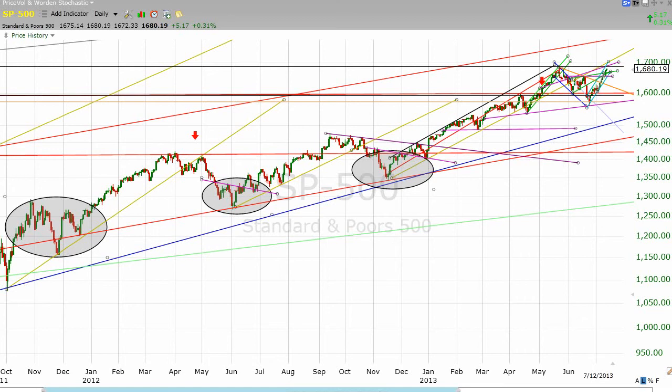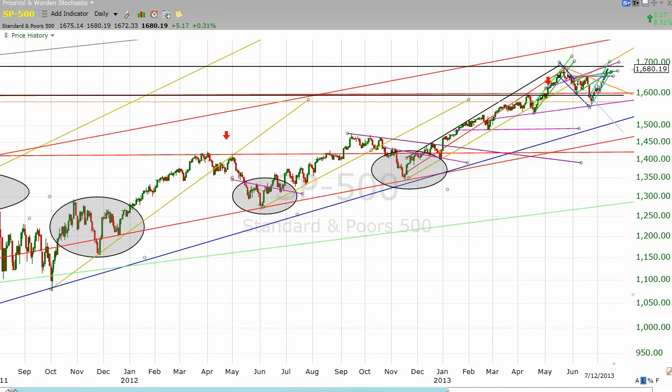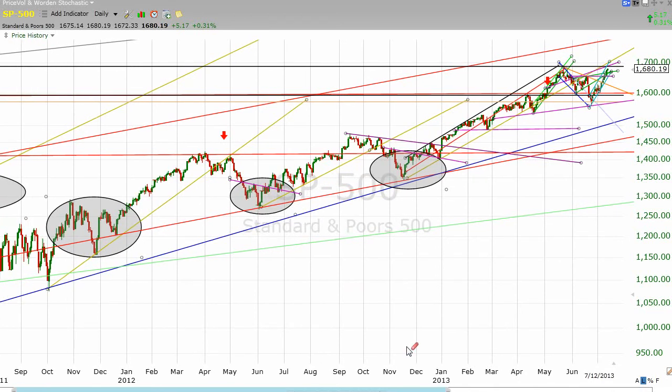Okay, the first thing we're going to do real quickly here is take a look at a daily chart that goes all the way back to the fall of 2011. Basically, what I want to show you in this chart is we have had a series now, even though this last one is not marked with one of these ovals. I just want to show you something that seems to be something of a technical trend for whatever reason.